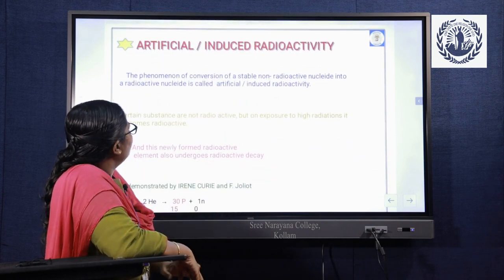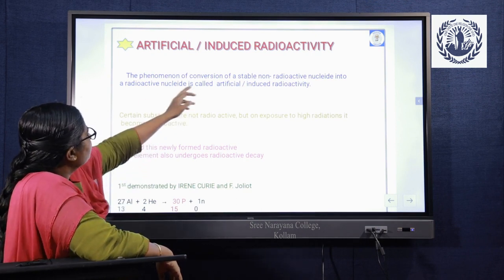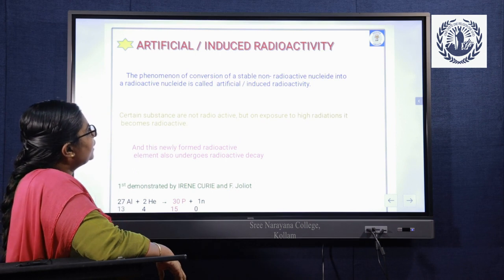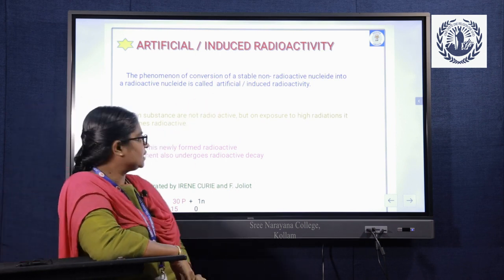Now artificial or induced radioactivity. We have already said that the conversion of a stable non-radioactive nuclide into a radioactive nuclide is called artificial or induced radioactivity.